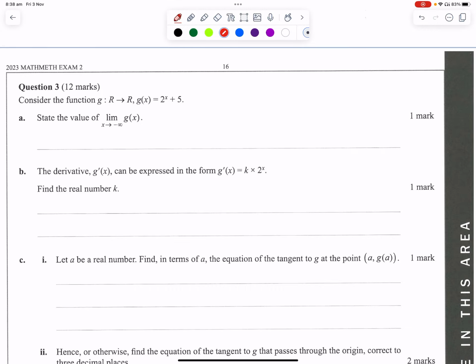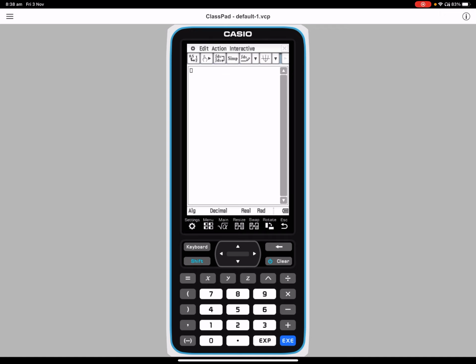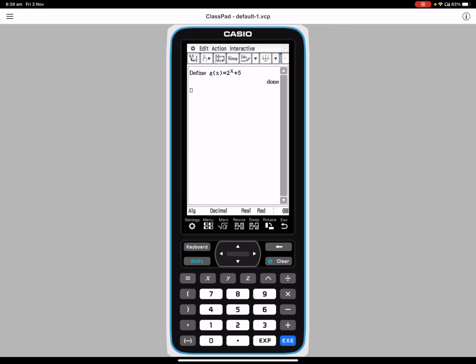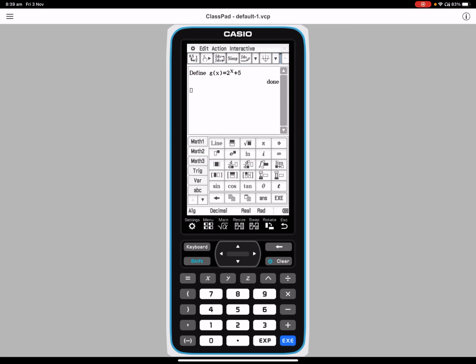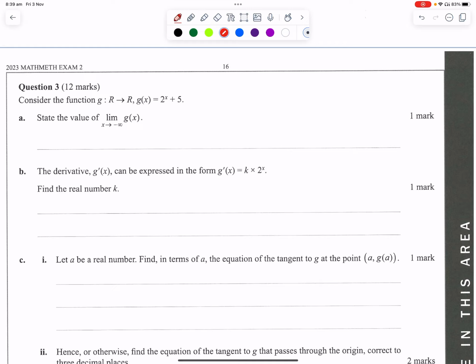Okay. Question 3. The limit as x approaches negative infinity of g of x. So let's get rid of what we got. Was that 2 to the power of x, plus 5. Let's define it as g of x. Alright, now it's not very hard, but the limit as x approaches negative infinity of g of x. It's 5, which makes sense, it's just the asymptote.